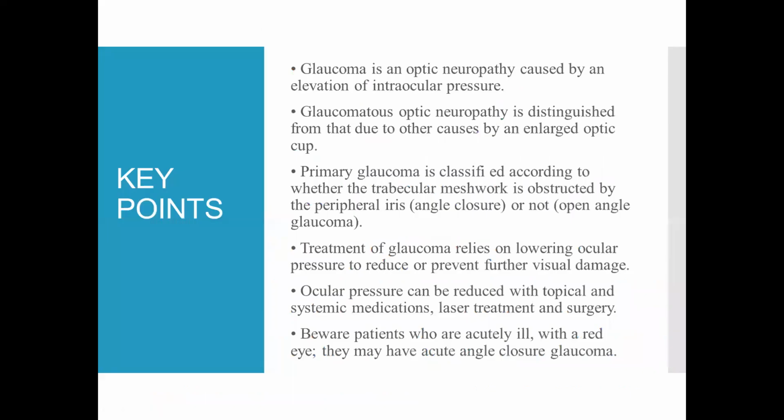So the key points in this presentation. Glaucoma is an optic neuropathy that is commonly caused by an elevation of intraocular pressure. Glaucomatous optic neuropathy is distinguished from that due to other causes by an enlarged optic cup. Primary glaucoma is classified according to whether the trabecular meshwork is obstructed by the peripheral iris, which is angle closure, or not, which is open angle glaucoma. Treatment of glaucoma relies on lowering ocular pressure to reduce or prevent further visual damage.